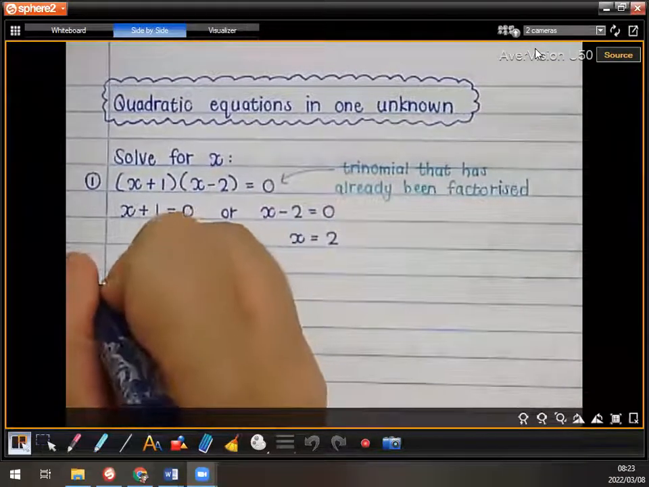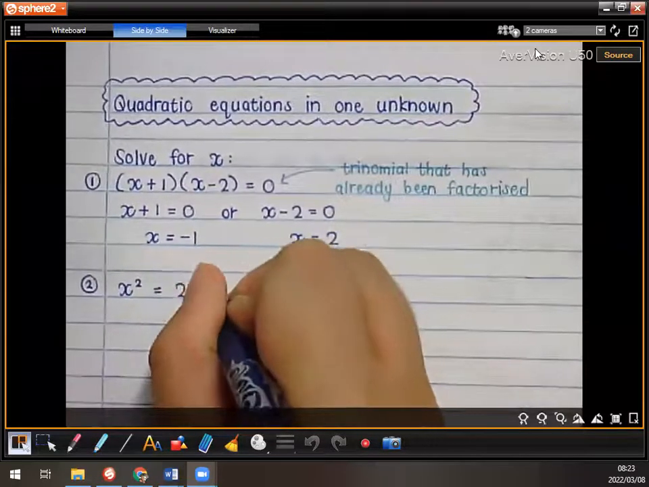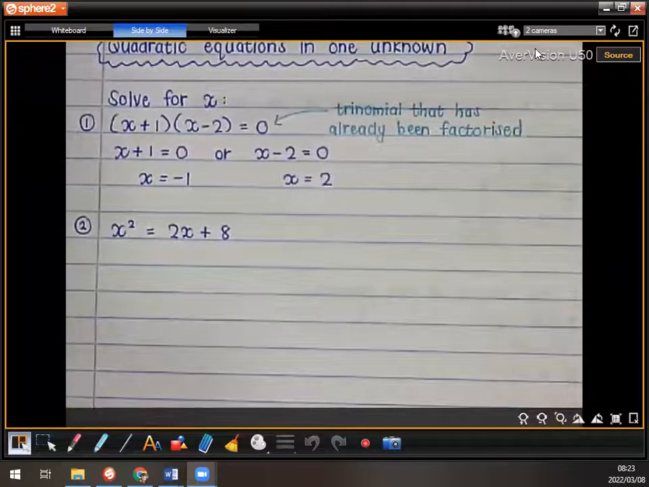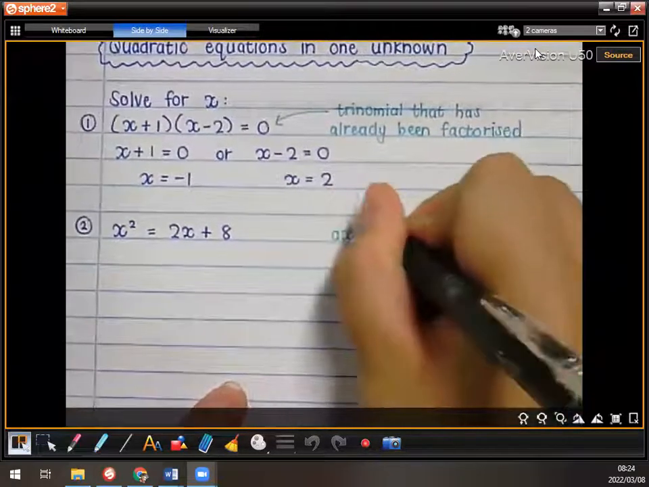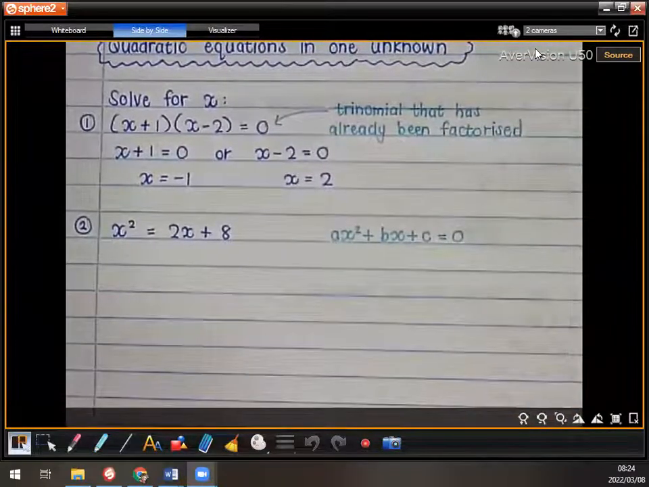Okay, number 2, sometimes you are going to get something like x squared equals 2x plus 8. And whether you're going to factorize or use the quadratic formula, you always first have to get it in standard form. Standard form is everything on the one side and then equal to 0. So ax squared plus bx plus c equal to 0. For any quadratic equation, you have to do that. You have to get everything on the one side and make it equal to 0.